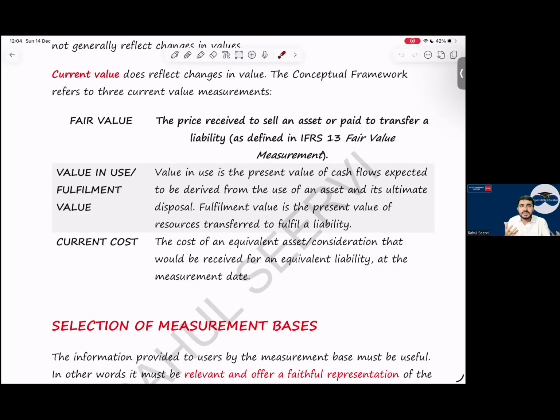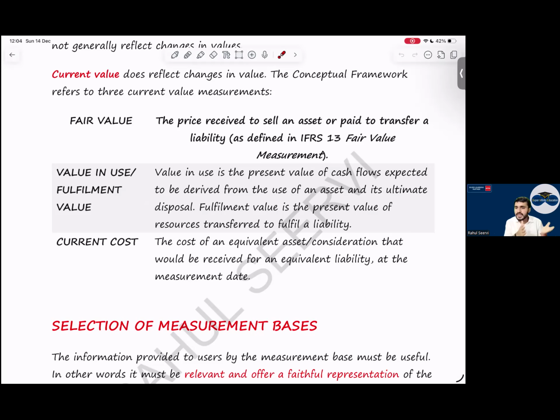No one is purchasing this asset. Then what will I do? I will put that asset into use. When I use it, can I say in future I'll get cash flows? Some or the other benefit I'll get? I will discount that. Yes or no? Now, when I discount it, what should I do? I take cash flows and I do discounting, your FM knowledge.